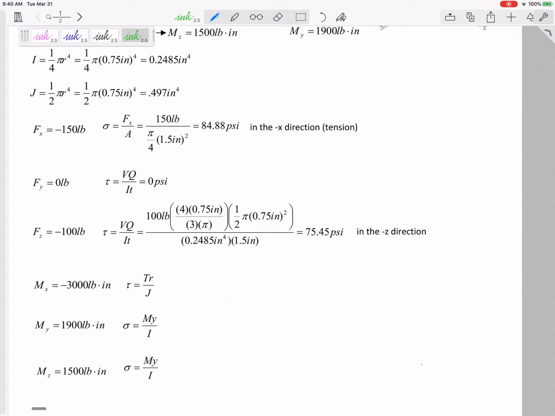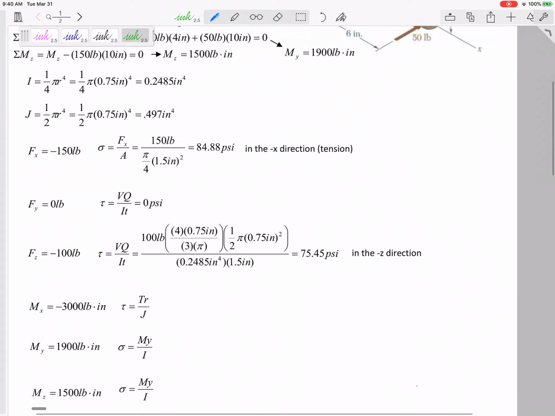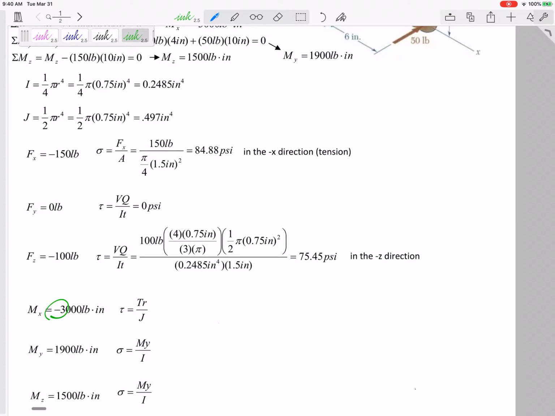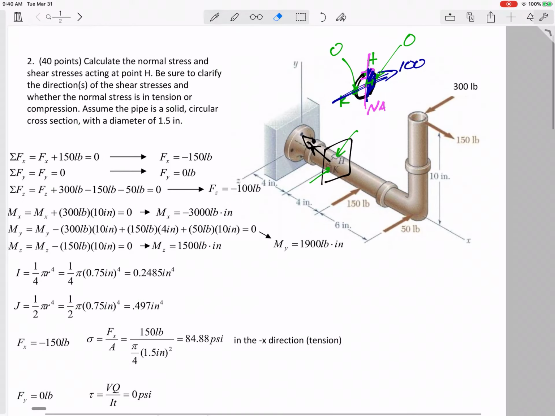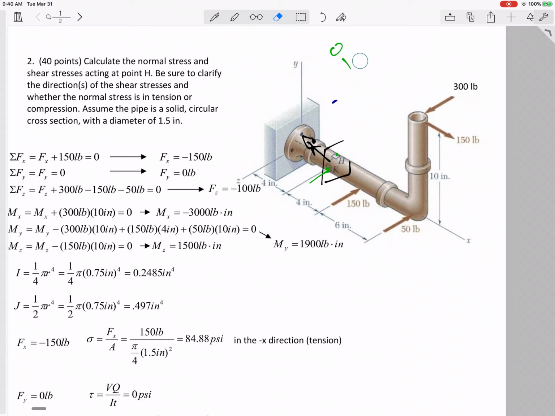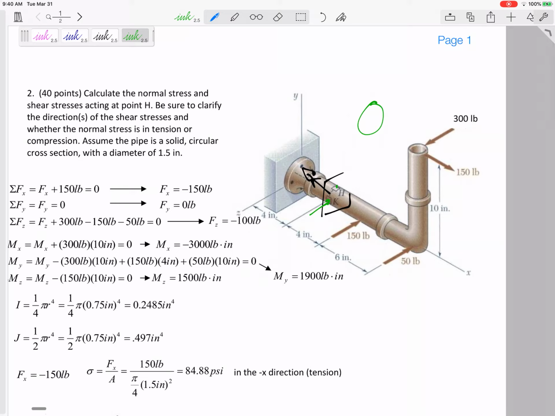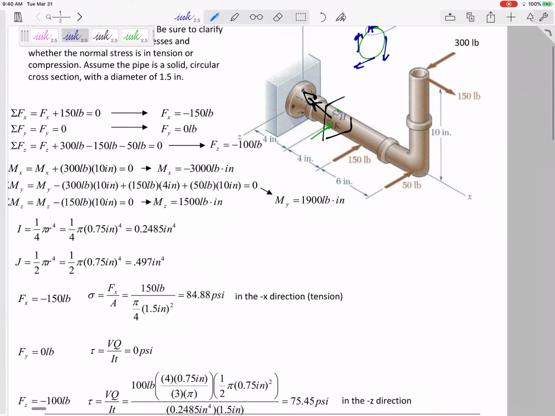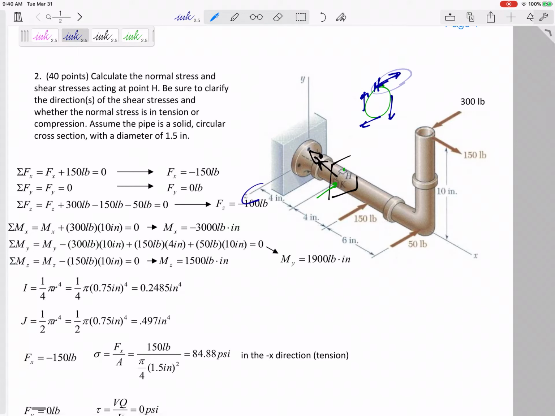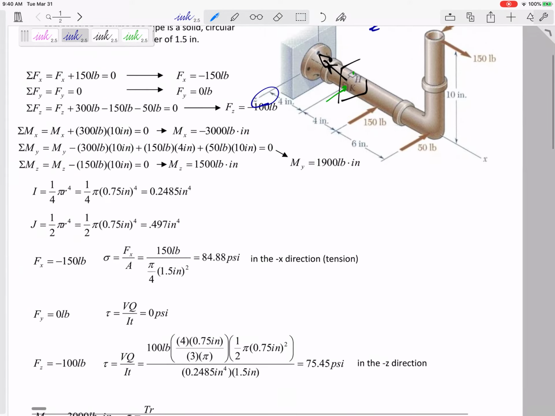I think this torsional one is the easiest. The torsional one twists it. This one is in the negative x direction. So let me redraw my cut right here. So here's my cut. It's in the negative x. Think about my thumb twisting, not in the positive x, but in the negative x. That would mean this top would be going over that way. So point H does definitely have a TR over J, and it's going to be in the negative Z direction.